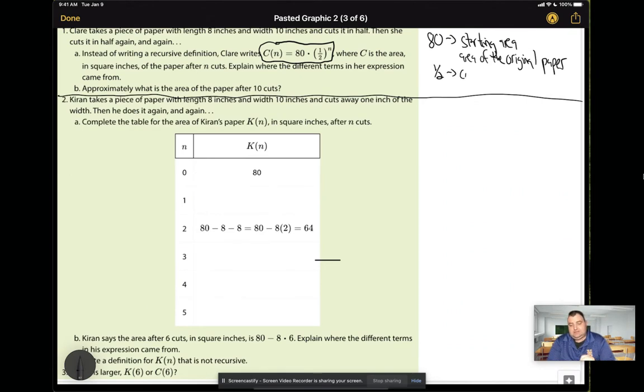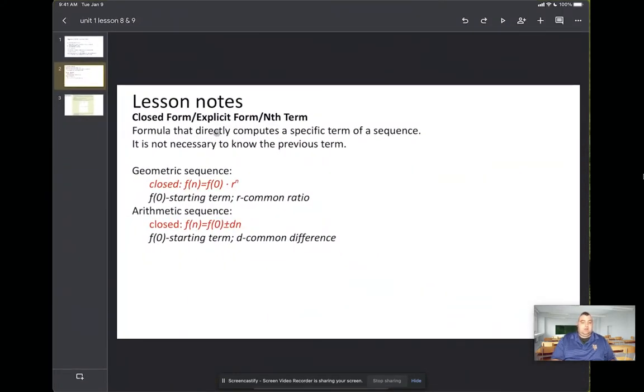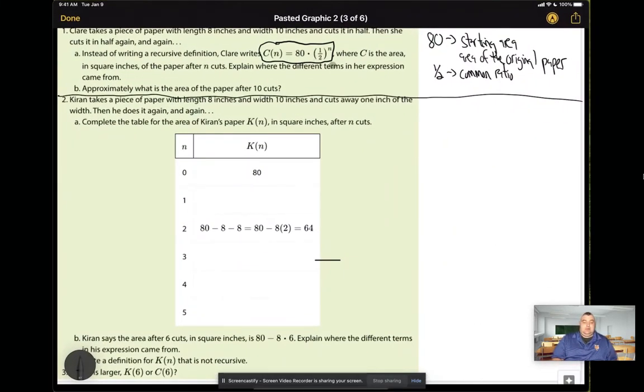And then the half is going to be your common ratio. Okay? Why is the common ratio half? Because you're cutting it in half. You cut it in half, then you cut it in half again, then you cut it in half again. So your common ratio is a half. Okay? And if you go back to the lesson notes and look at the closed form or the explicit form or the nth term formula for a geometric sequence, what do we have here? Well, f of 0, which was 80, times a half to the power of n. Our common ratio was a half. So this right here is the nth term, or the closed form, or the explicit form of this particular situation.